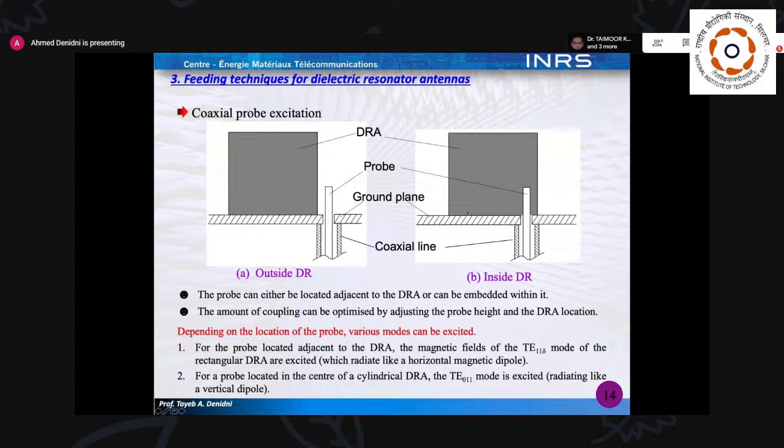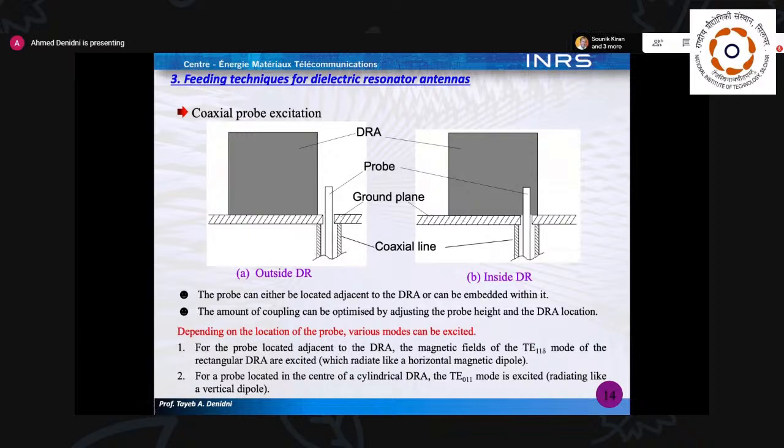Here also is different. This means the amount of coupling can be optimized by adjusting the probe height and the dielectric resonator location. It means we can adjust the placement of the dielectric resonator and the height of the probe, and or we can put it inside. Depending on the location of the probe, various modes can be excited.